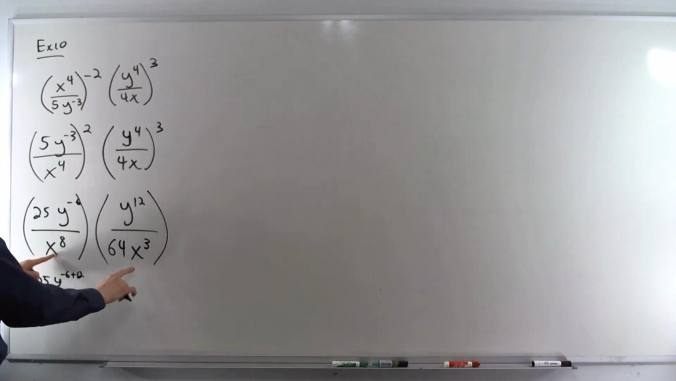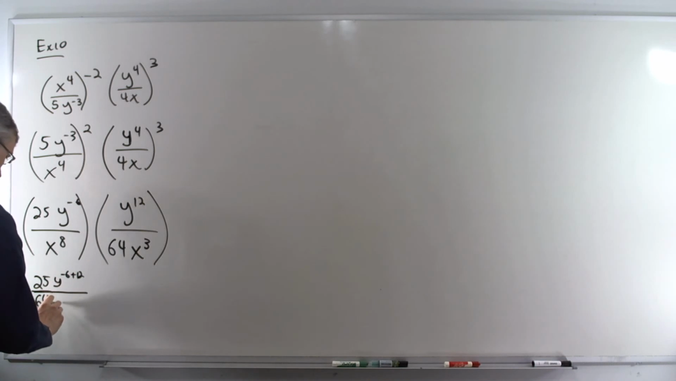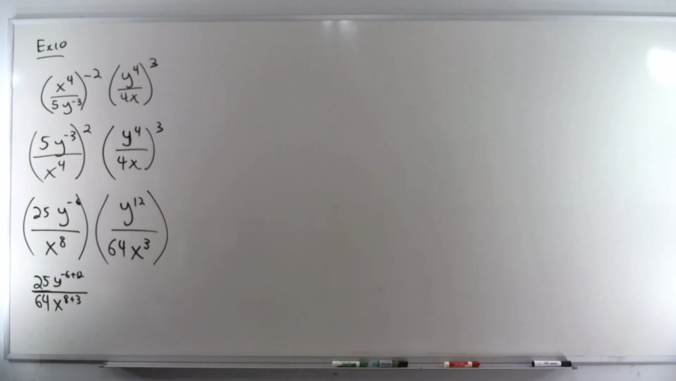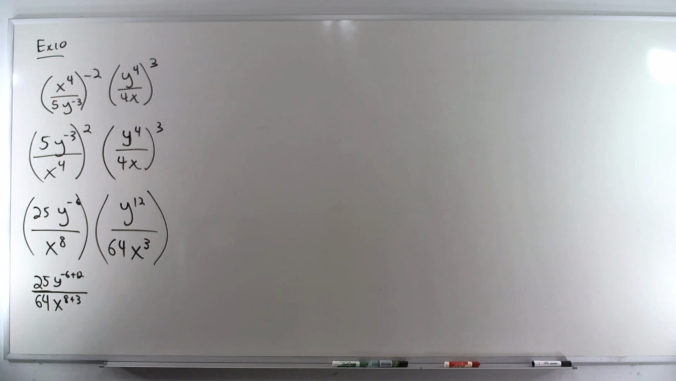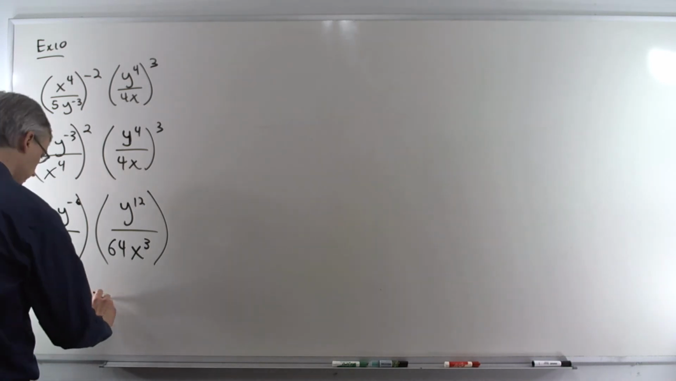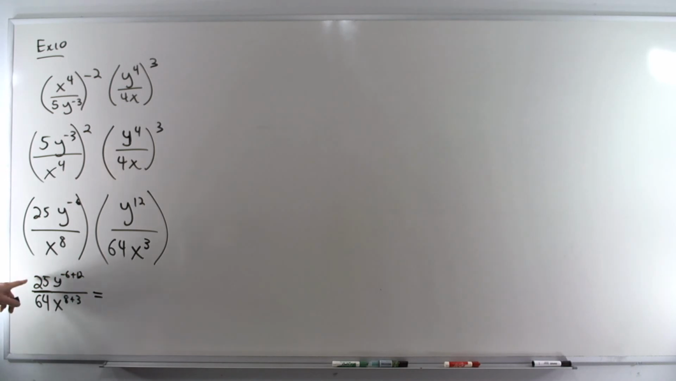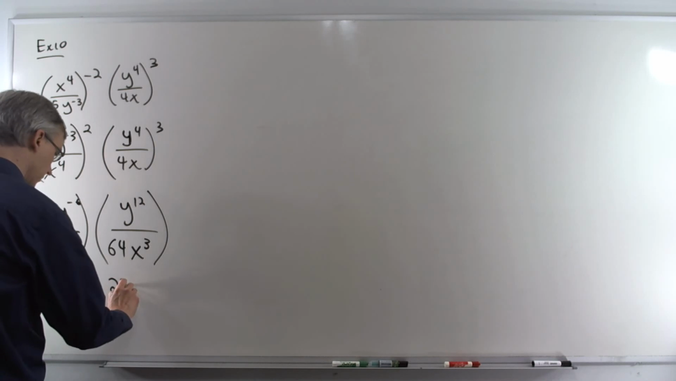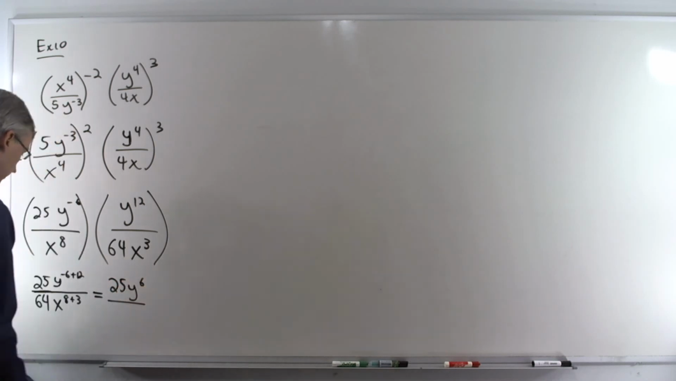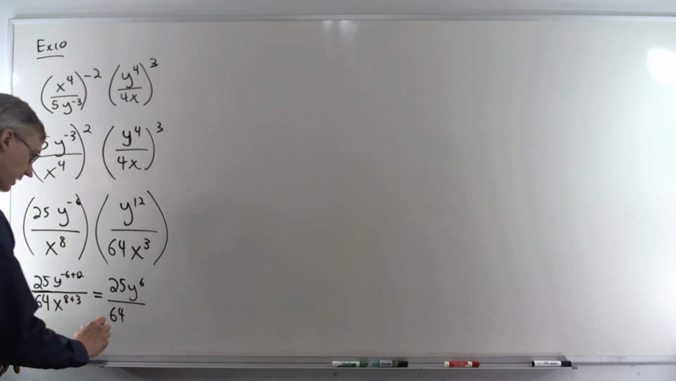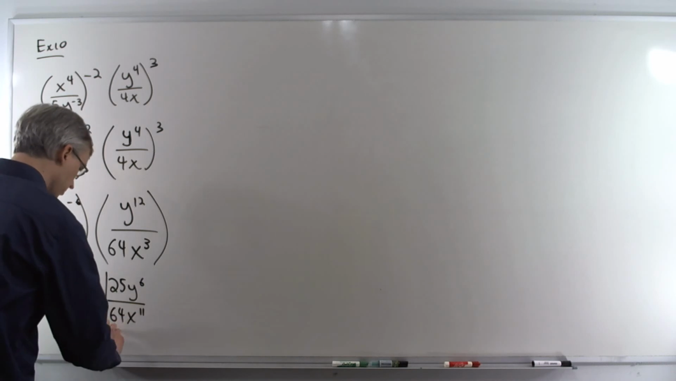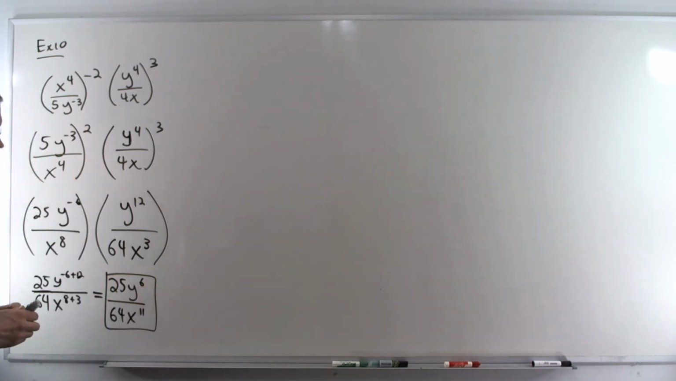On the bottom, we have x to the 8th and x to the 3rd. We'll combine those two together. That's x to the 8 plus 3. They're both in the denominator, so they're going to stay in the denominator. Now we've got 25 times, combining these together, you get y to the 6th. And on the bottom, we have 64. X to the 8 plus 3, that is x to the 11th power. So 25 y to the 6th over 64 x to the 11th.